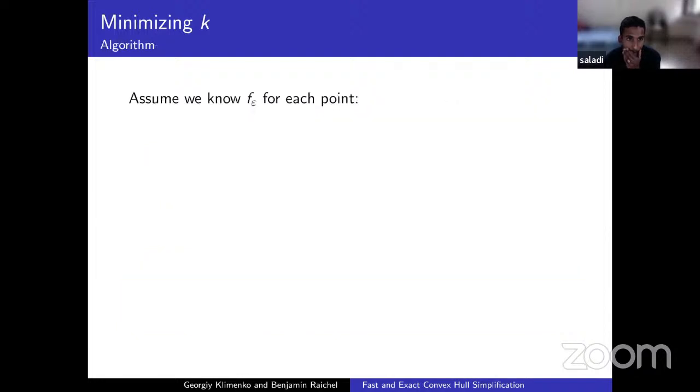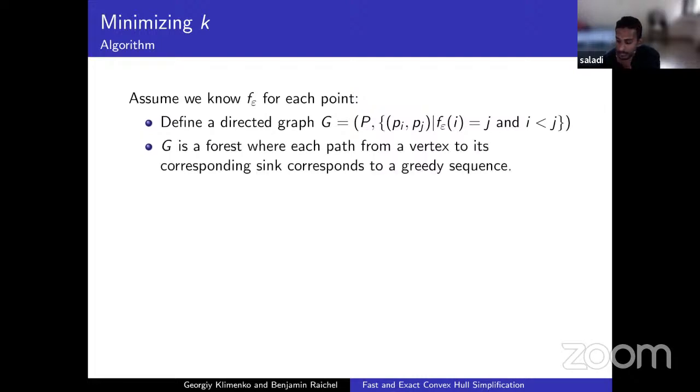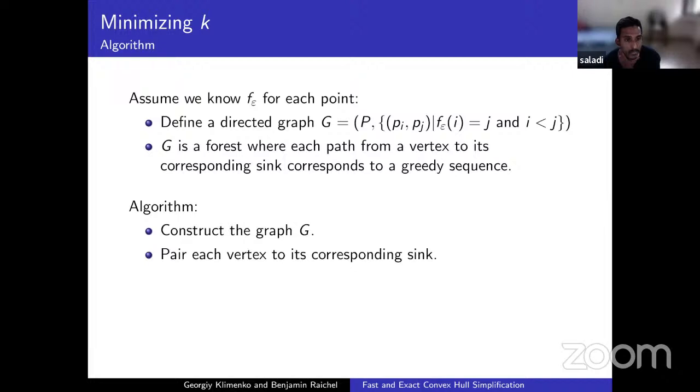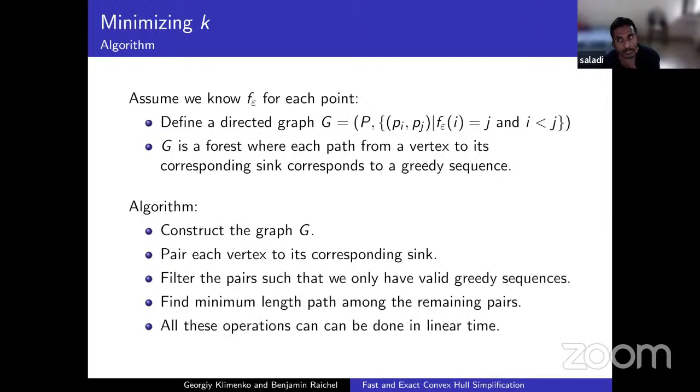If we know all f_epsilon values, then to solve the problem we define a directed graph G, which is the graph of f_epsilon restricted to edges which go from lower to higher indices. G is a forest such that any path from a vertex to a sink is a greedy sequence. So to solve the problem, first we construct the graph G, then pair vertices to sinks, then remove the pairs which are non-valid sequences, and then out of the rest we find the pair with the minimum length path to get the solution. We can do those operations in linear time.